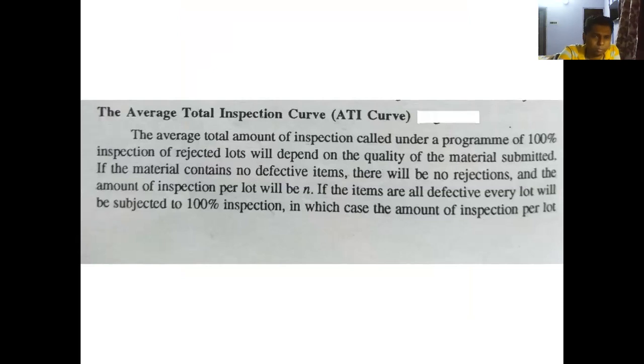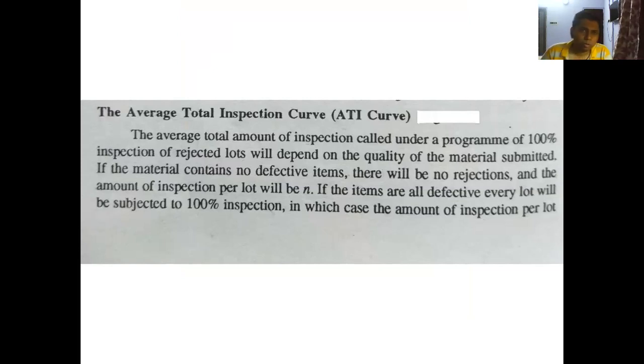If material is between 0 defective and 100% defective, the average amount of inspection per lot will be between small n and capital N. Okay. So first, let us understand what the average total inspection curve is, and why it is important. I have already discussed the cases where 100% sampling is required. In some cases, if you find a defective lot, then each and every item of the defective lot is replaced by good items.